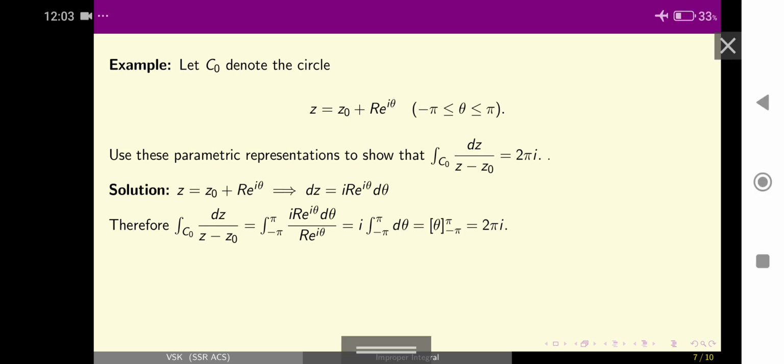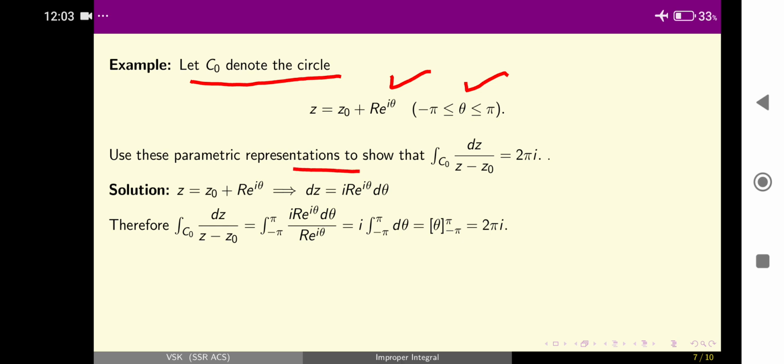Now let us see an example. Let C naught denote the circle z is equal to z naught plus r e to the power I theta, where theta lies in this interval. Use this parametric representation to show that the integration of dz upon z minus z naught over C naught is equal to 2 pi I. So let us see the solution.